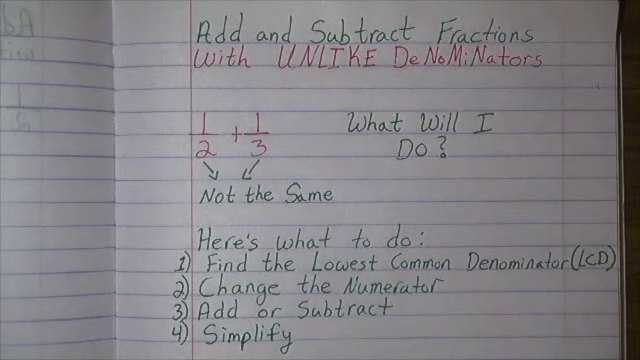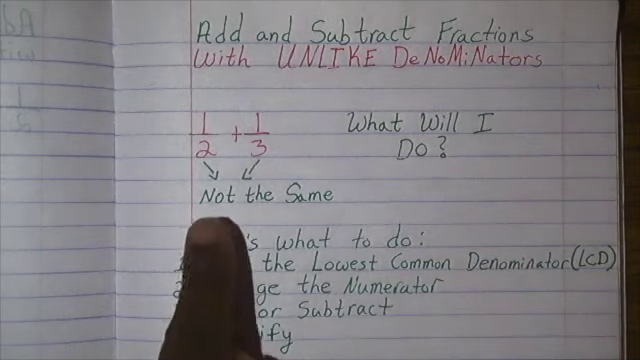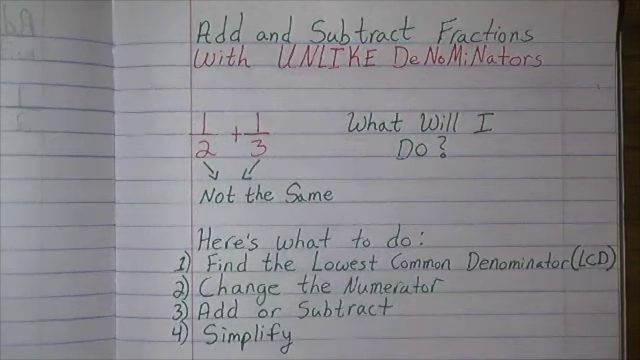We have 1/2 plus 1/3. As you can see, our denominators are not the same, so I can't do anything with them right now, okay? So what will I do? Here are the steps that I'm going to take to solve this problem, and the steps I want you to take to solve a problem like this also.